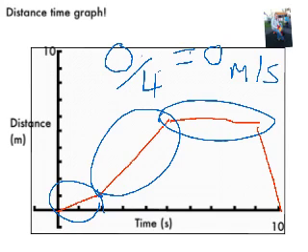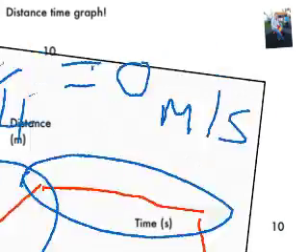So, just by using our distance time graph, I can work out how fast I was travelling at any point during my journey, because speed measured in meters per second is equal to distance travelled in meters divided by time taken in seconds. Lovely stuff.